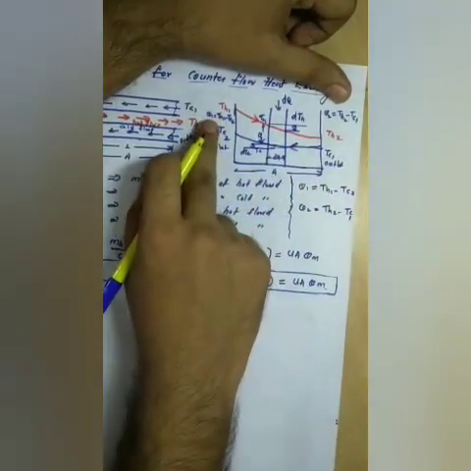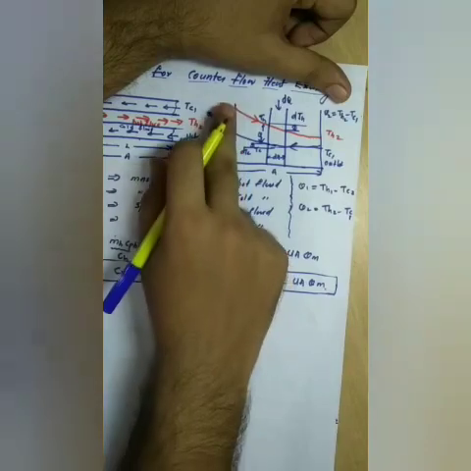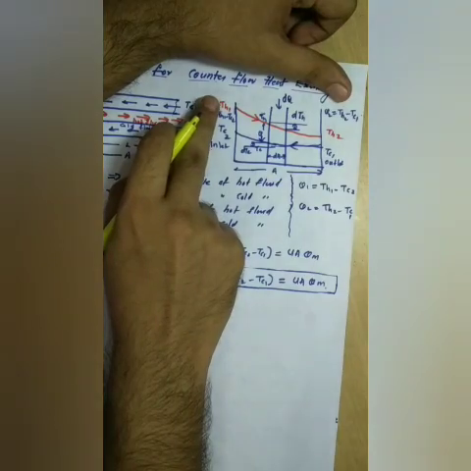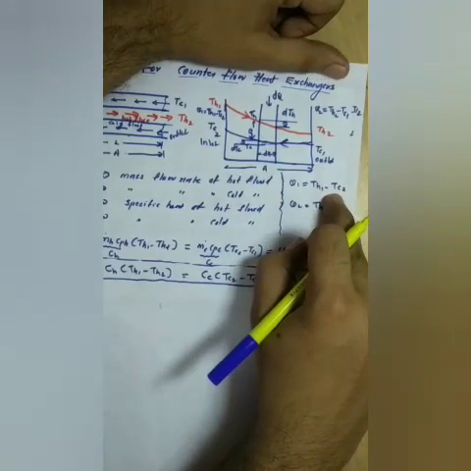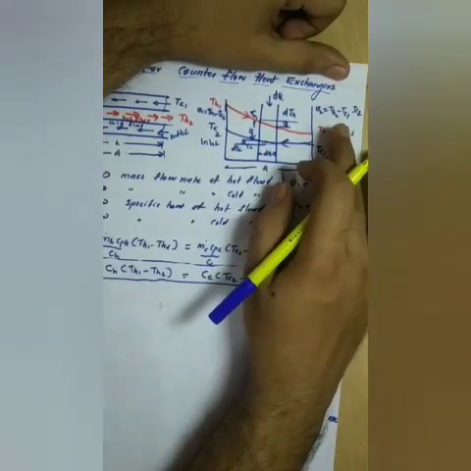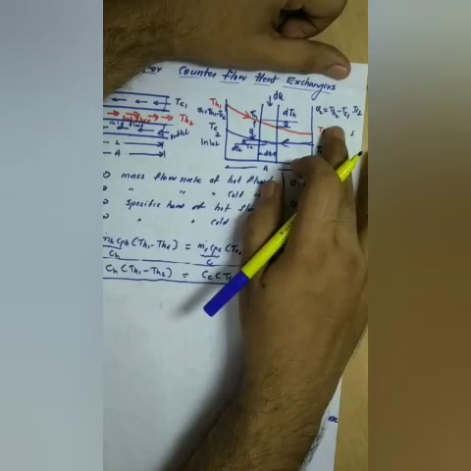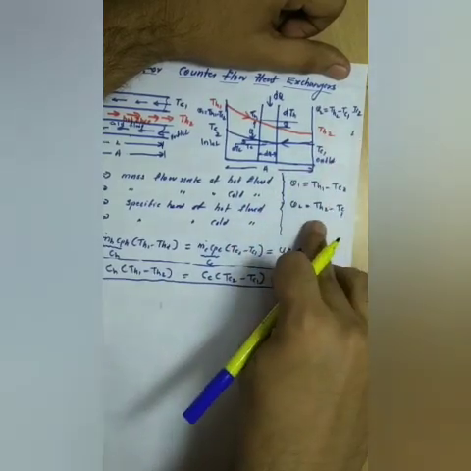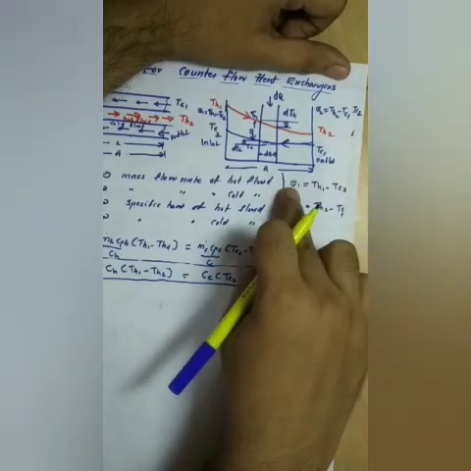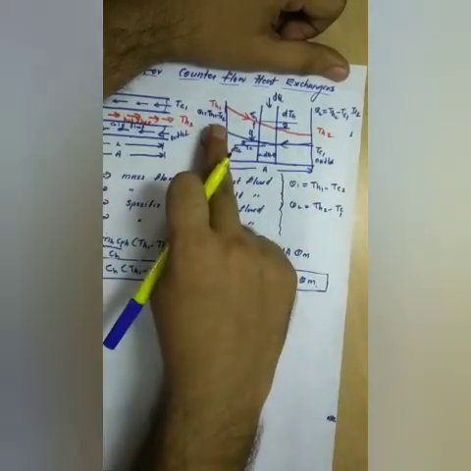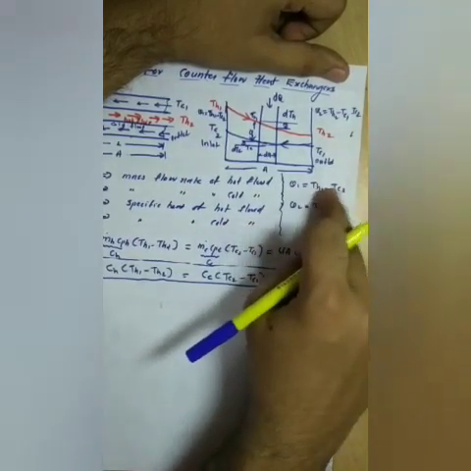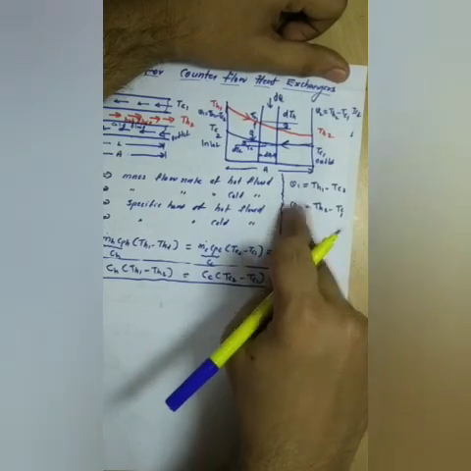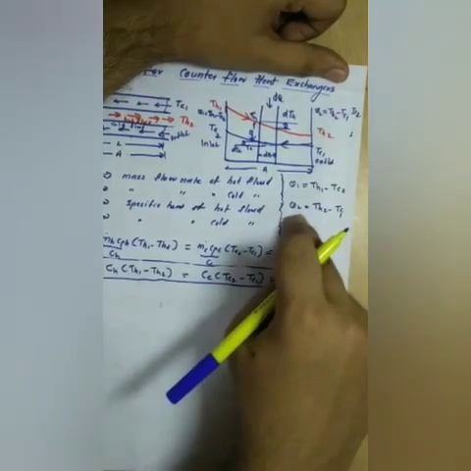Here theta1 is the temperature difference of hot and cold fluids in inlet condition. Theta1 is equal to TH1 minus TC2, and theta2 is the temperature difference of cold and hot fluids in outlet condition, that is equal to TH2 minus TC1. This you have to note, because in the case of a parallel flow heat exchanger, theta1 is equal to TH1 minus TC1 and theta2 is TH2 minus TC2, but here it is TH2 minus TC1.